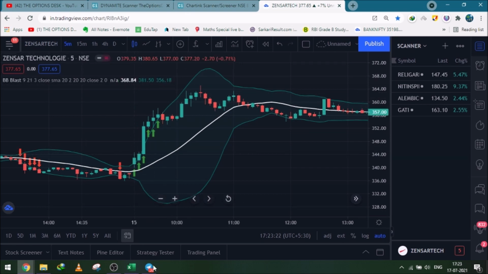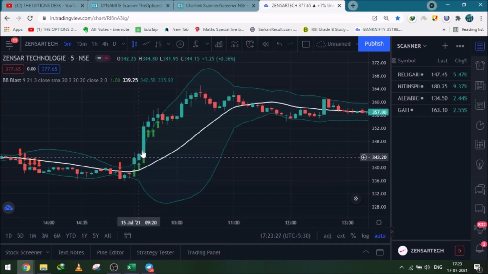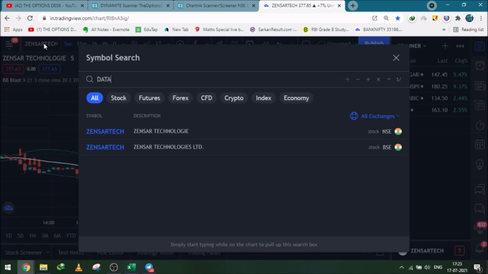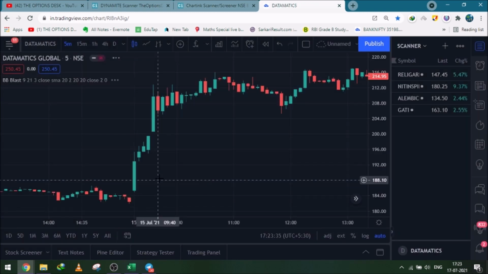Firstly, you can trade if the stock comes, like Data Matrix. It came at 9:23. You can definitely go into the trade once the high breaks of the 9:20 candlestick. Just a moment. Let me show you the stock itself. Data Matrix Global. Yeah, is it here?